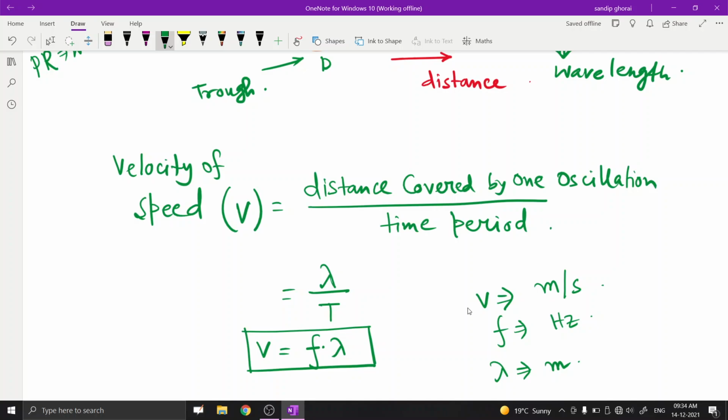So this is the end of today's class. In the next class we will discuss loudness or intensity, quality and also pitch of a sound.